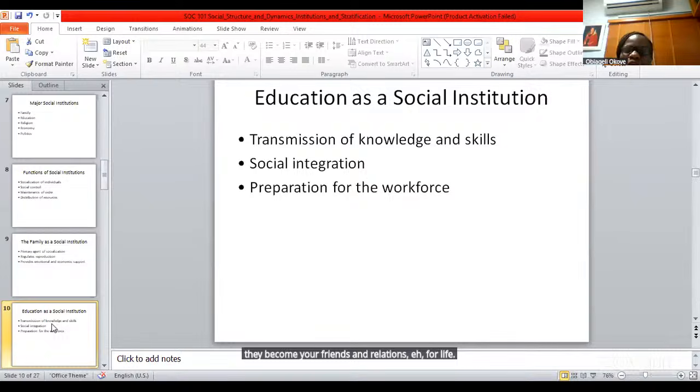Then it also prepares for the workforce. You understand?